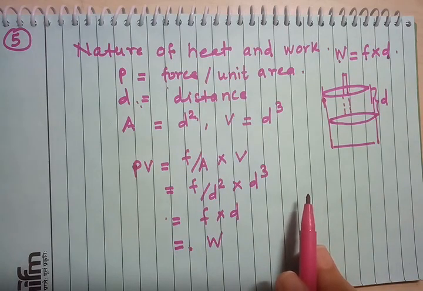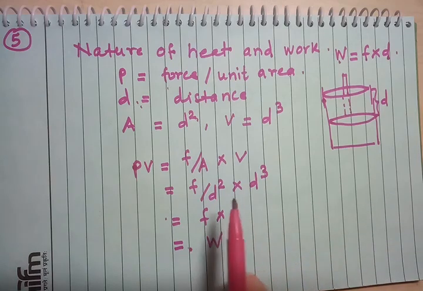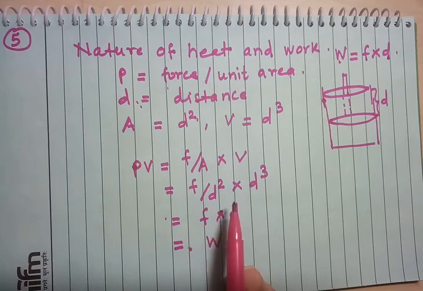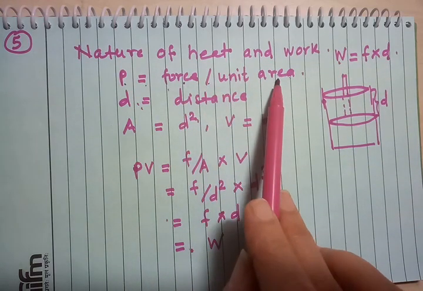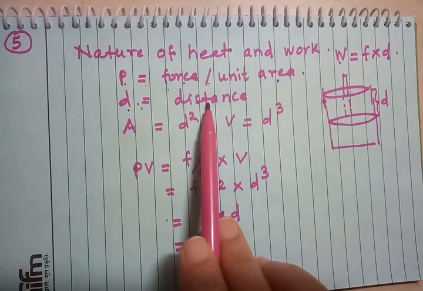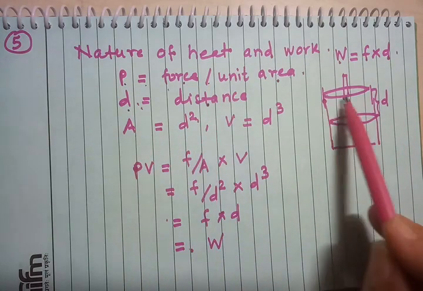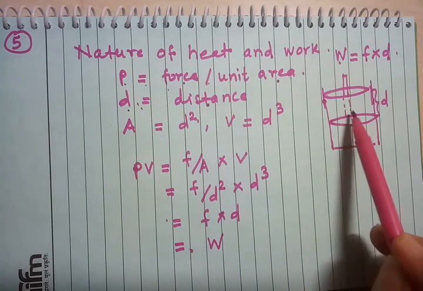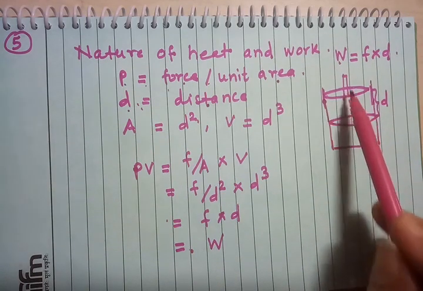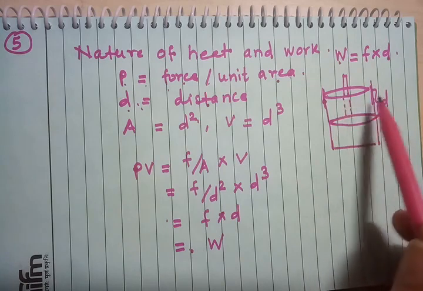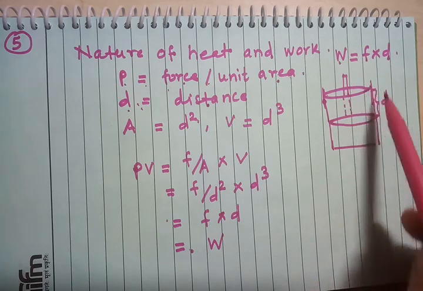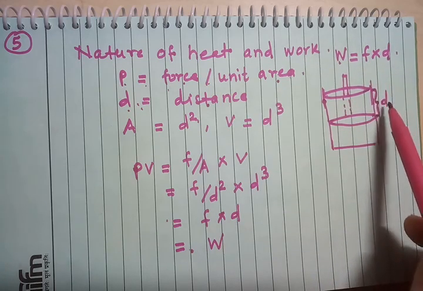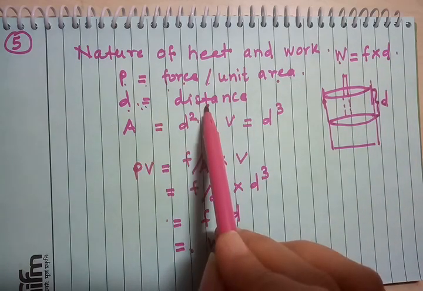That is, work is done when the system expands or work is done when the system contracts against the external opposing force. So here we can write pressure is equal to force per unit area. d is the distance. So if you take a container in which a gas is taken, which is fitted with a piston, and when the gas expands and there is a change in the volume, the distance traveled by this gas is known as distance d. So this distance d is written over here.